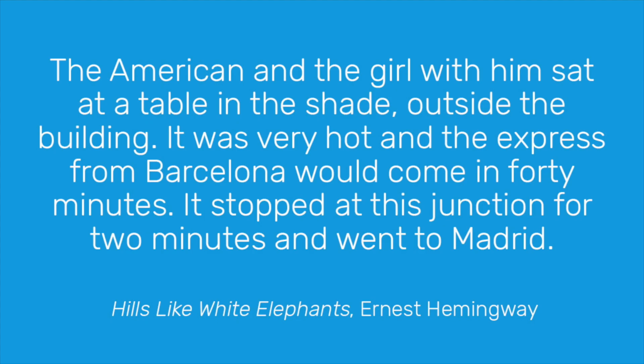So this is an example from Hills Like White Elephants by Ernest Hemingway, which I believe is actually an objective point of view, but the technique used is just like a third-person limited narrator would use to describe characters other than the protagonist. "The American and the girl with him sat at a table in the shade outside the building. It was very hot, and the express from Barcelona would come in 40 minutes. It stopped at this junction for 2 minutes and went to Madrid." So being told that it's very hot out and the train won't come for 40 minutes kind of sets the tone and sense that these characters are probably a little irritated and uncomfortable.